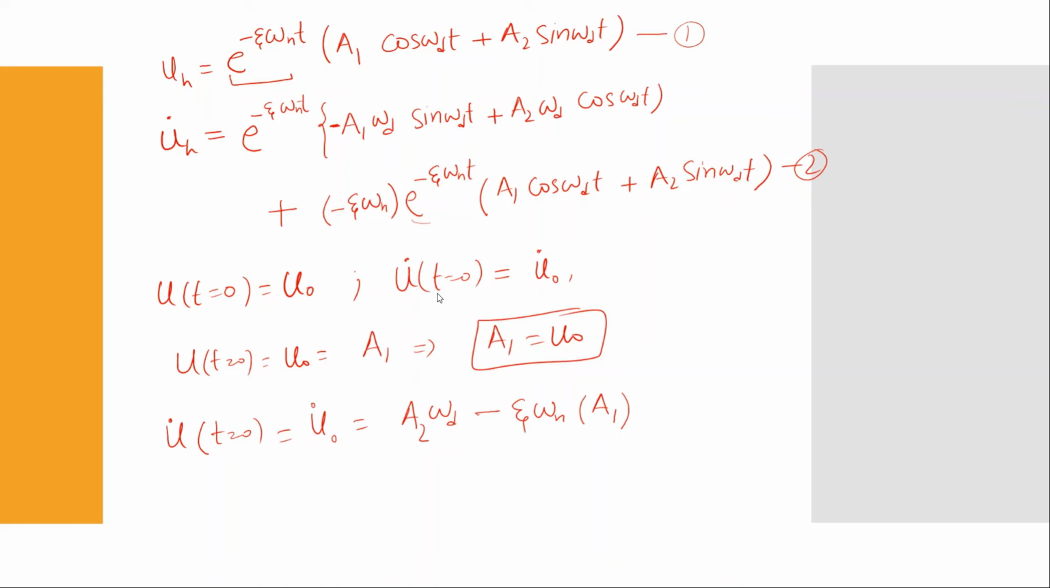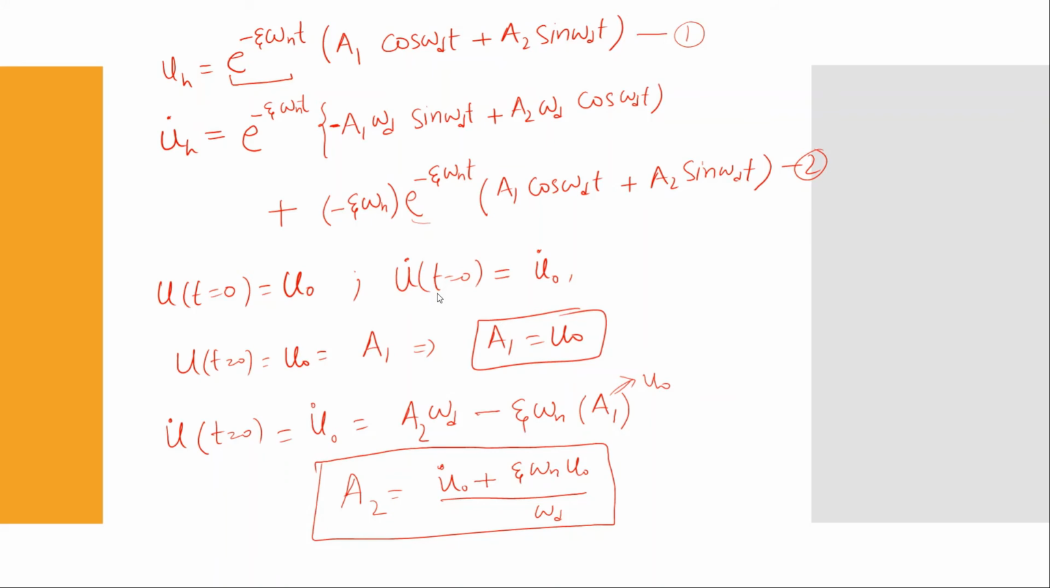So we can replace a1 with u0, because from equation 1 we got a1 is u0, so from there we can get the value of a2 as u0 dot plus xi omega n into u0, upon omega d.